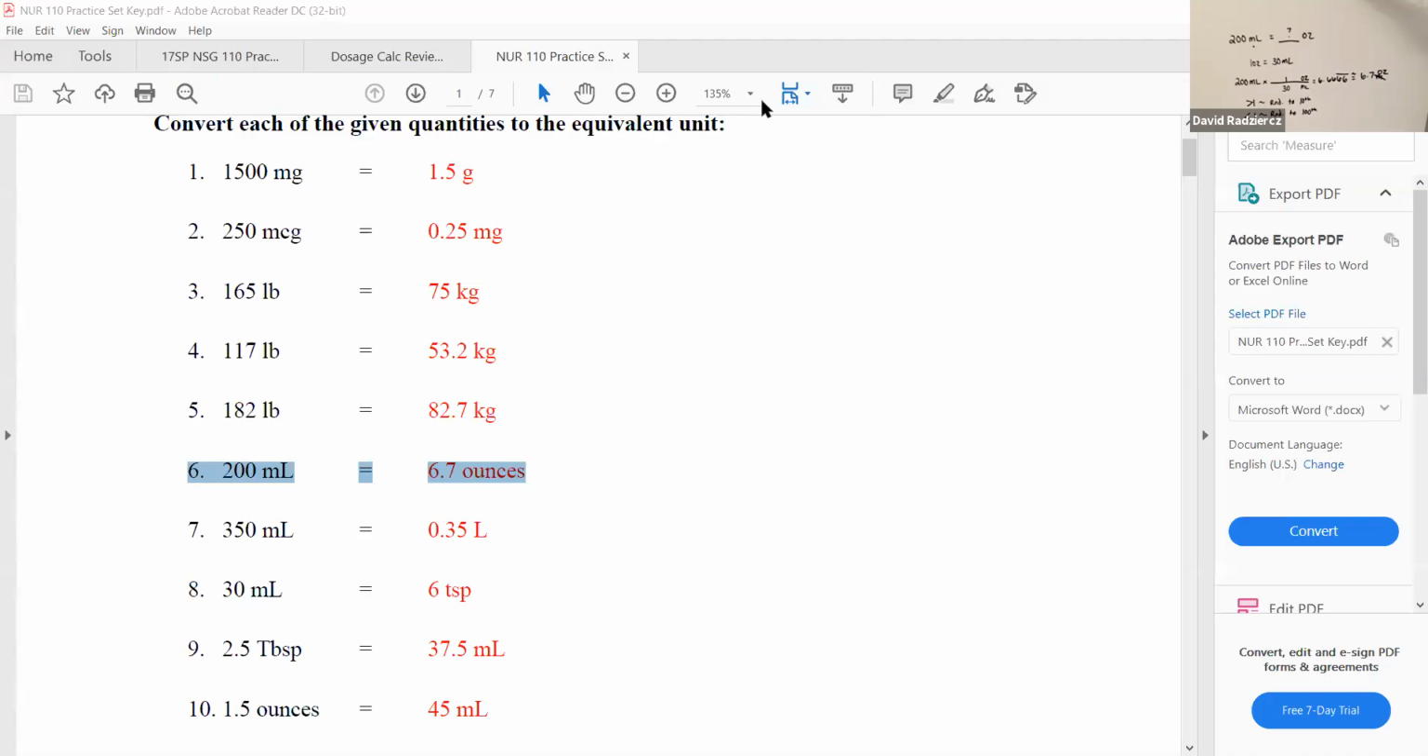Okay, so I'm going back to my share here. That was going from milliliters to ounces. Notice that you would also have a similar situation when you would go from pounds to kilograms. You most likely are going to end up rounding to the nearest 10th. Okay.